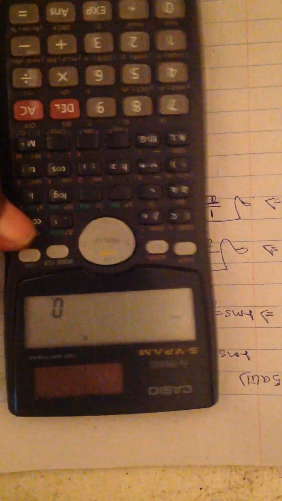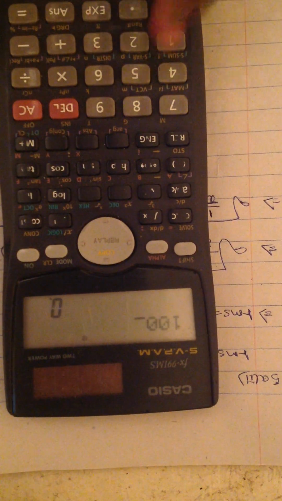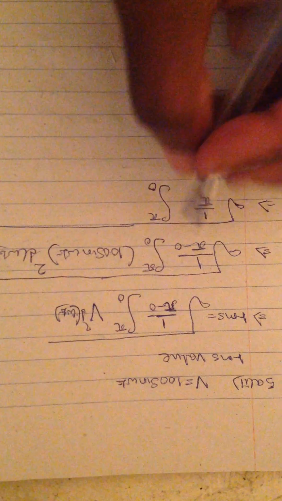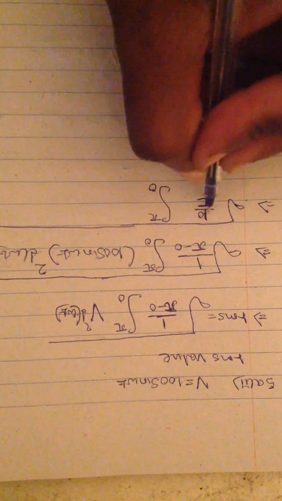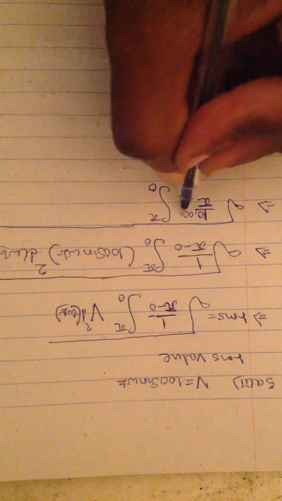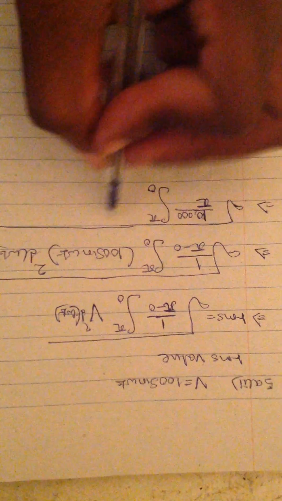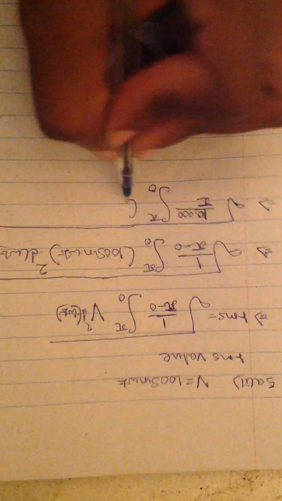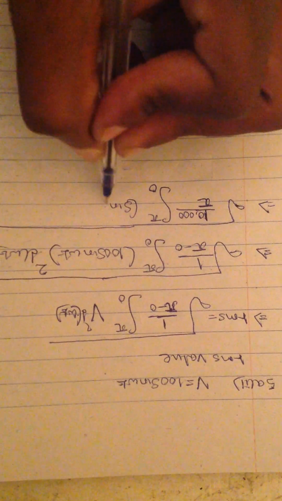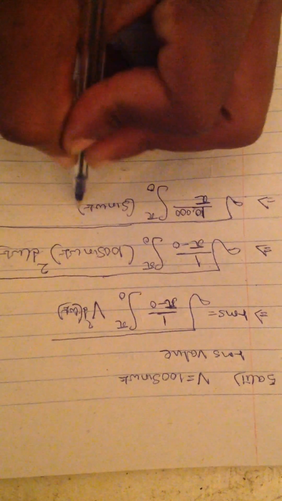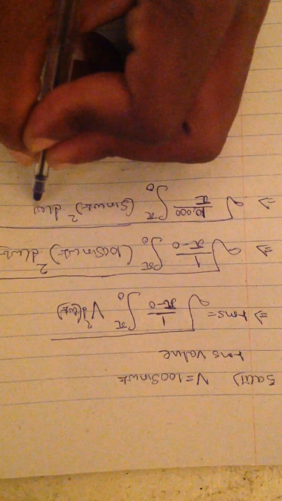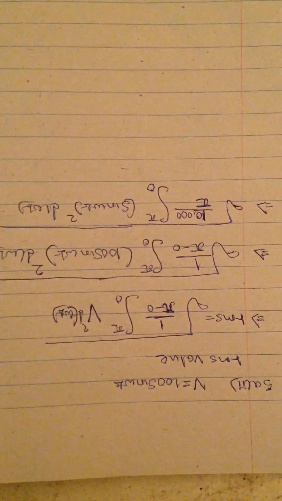So what is our 100 squared here? 100 squared, we have 10,000. So our 10,000 will come out, 10,000 times 1, that's 10,000. So that here we remain with the sine squared omega t, like this, d omega t. Okay, we have something like this.